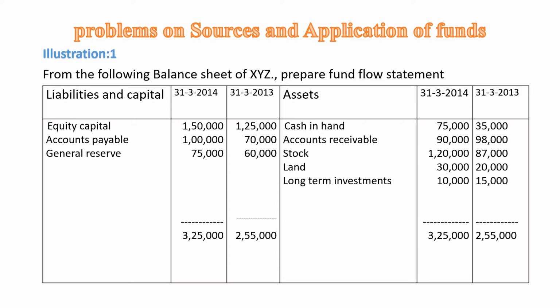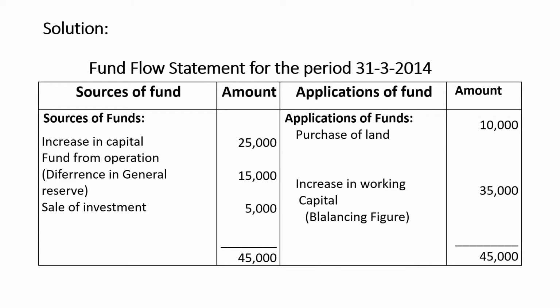First, classify the assets and liabilities into current assets, current liabilities, fixed assets and long-term liabilities. After classifying, consider only the fixed assets and long-term liabilities while preparing the sources and application of fund. Solution. Fund flow statement for the period 31st March 2014.